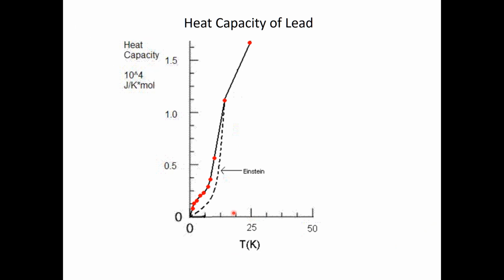So if you actually measure the heat capacity of solids at low temperature, this is the heat capacity of lead, and we're at temperatures below 25 Kelvin, okay? And so Einstein is doing pretty good up until this point, and the Einstein curve is this dashed line, and the experimental values for the heat capacity are these red dots. And so the Einstein model starts to fail at very low temperatures if you're measuring the heat capacity.